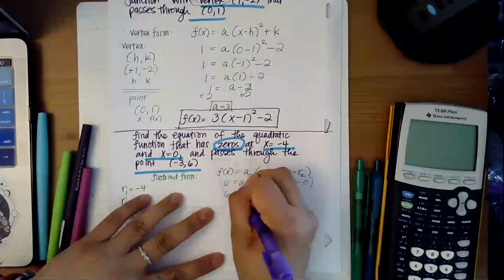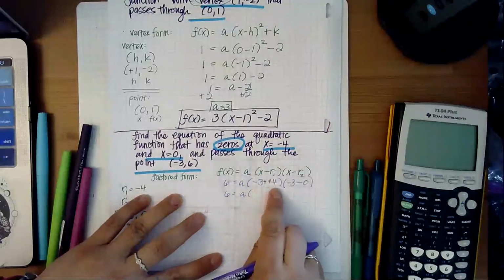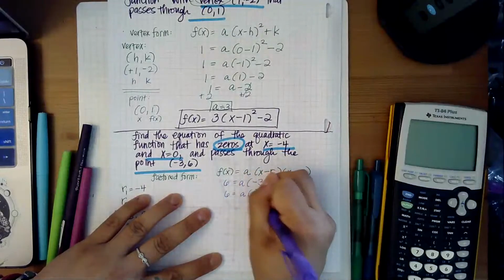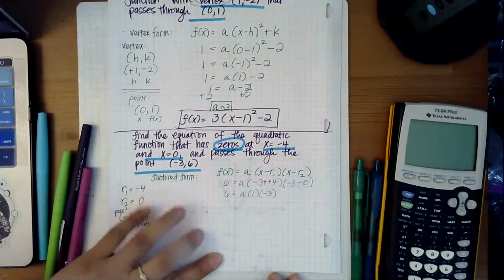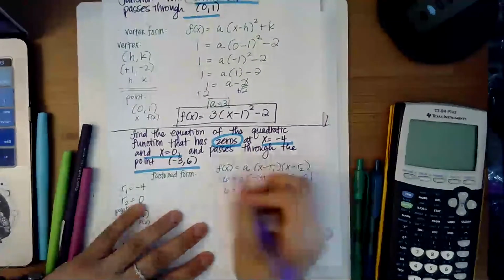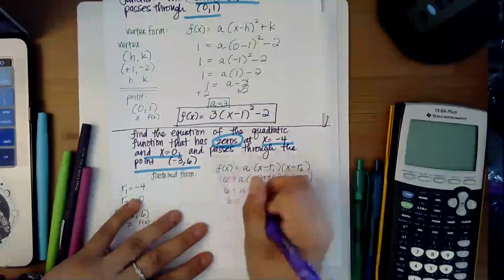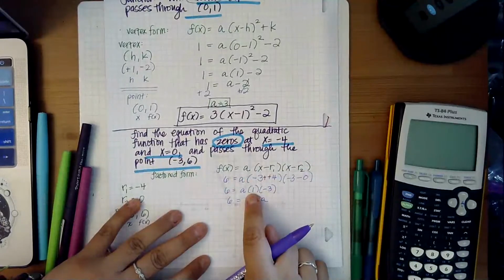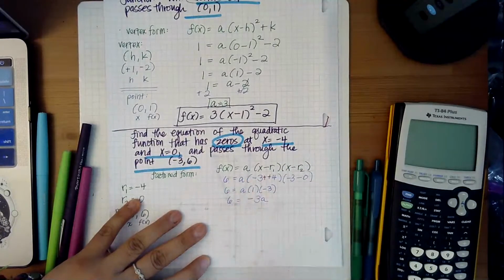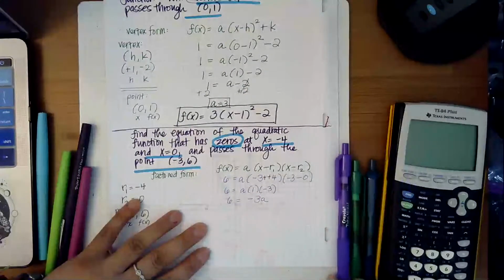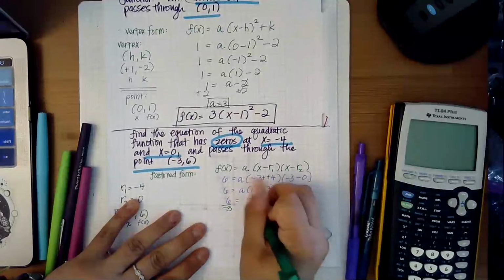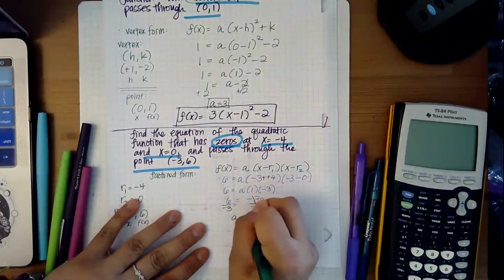So that's going to give me 6 is equal to a times -3 plus 4, which gives me 1, and -3 minus 0 gives me -3. Okay? I'm going to multiply that. That gives me 6 is equal to -3a. So -3 times 1 is -3. -3 times a is -3a. I'm now going to solve for a, which means I divide both sides by -3. A is equal to -2.